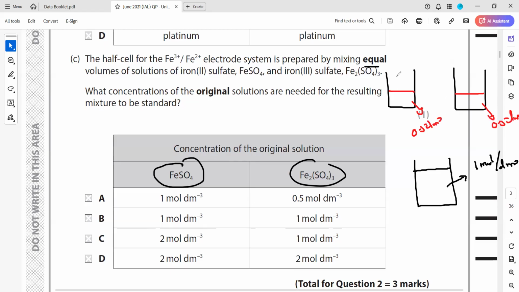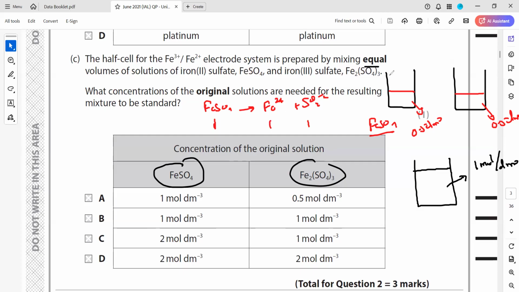Okay. If I take iron 2 sulfate, concentration 1 mole per dm cube, this iron 2 sulfate will dissociate into iron 2 and sulfate ion. The ratio is 1:1. So if I'm taking the original solution, this is the original solution and this is the final. If original solution, I have a concentration 1 mole, so this will also have concentration 1.